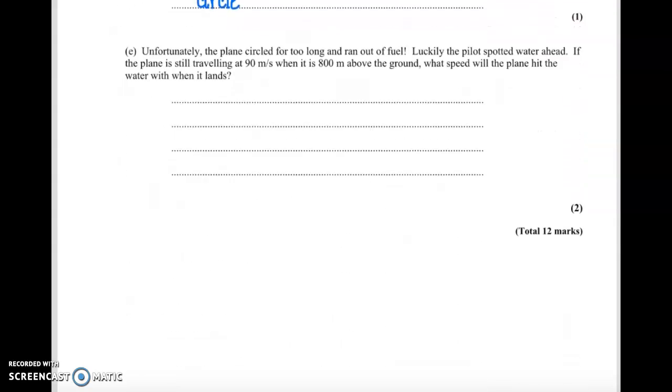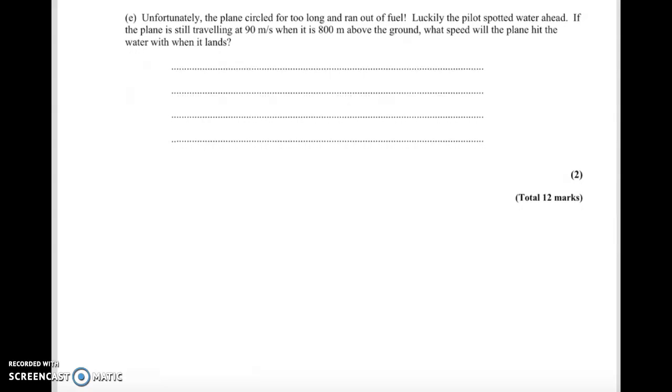Last but not least, part E says, unfortunately, the plane circled for too long and ran out of fuel. Luckily, the pilot spotted water ahead. If the plane is still traveling at 90 meters per second, when it is 800 meters above the ground, what speed will the plane hit the water when it lands?